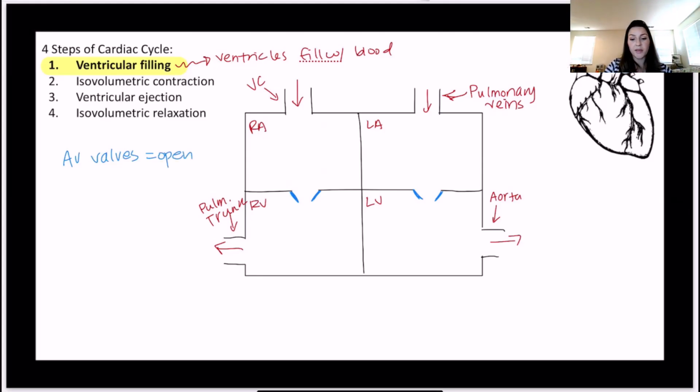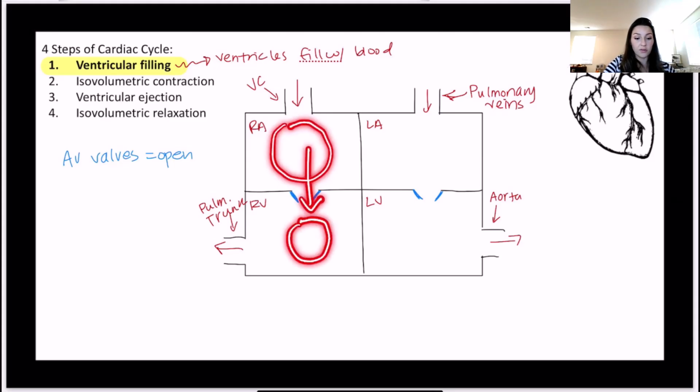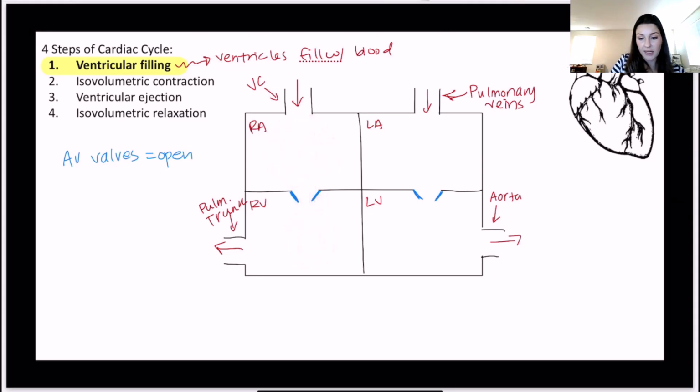AV valves are open, which means that blood can flow freely from the atria to the ventricles. And this happens because of the pressure difference. Remember, pressure opens valves as long as the valve allows, okay? So because the pressure in the atrium is bigger than the pressure in the ventricles, that allows the blood to flow through. So let me write that down for you.